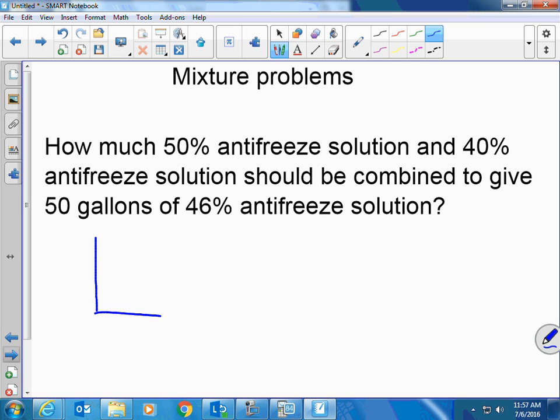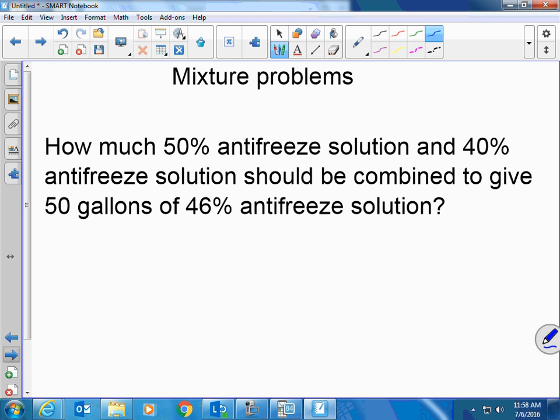So if I have this container, and let's say it holds 10 gallons, that means that half of it, or 5 gallons, is antifreeze, and half of it, like 5 gallons, is water or whatever other fluid is going to be mixed with this antifreeze. They won't be separated like that. They'll be blended together, but that's the idea. 50% of whatever amount you have in this solution is going to be antifreeze.